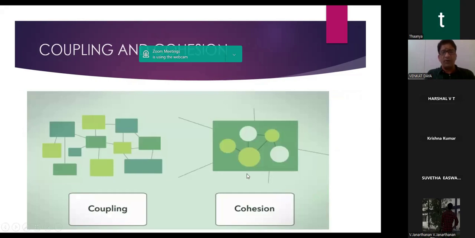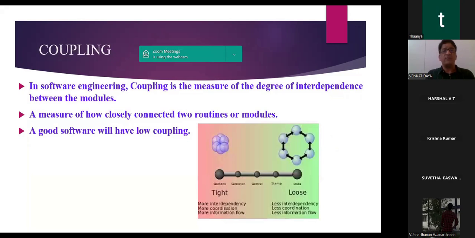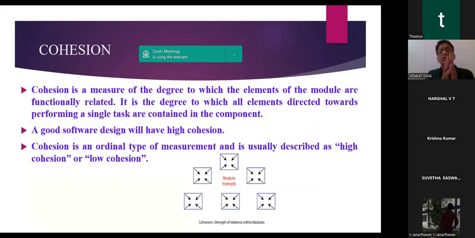From there, take one component. Within that one component, you may have some variables, some functions, some calculations and everything. Are they all tightly linked together? How cohesive are they? So basically, cohesion is how they are all related together.